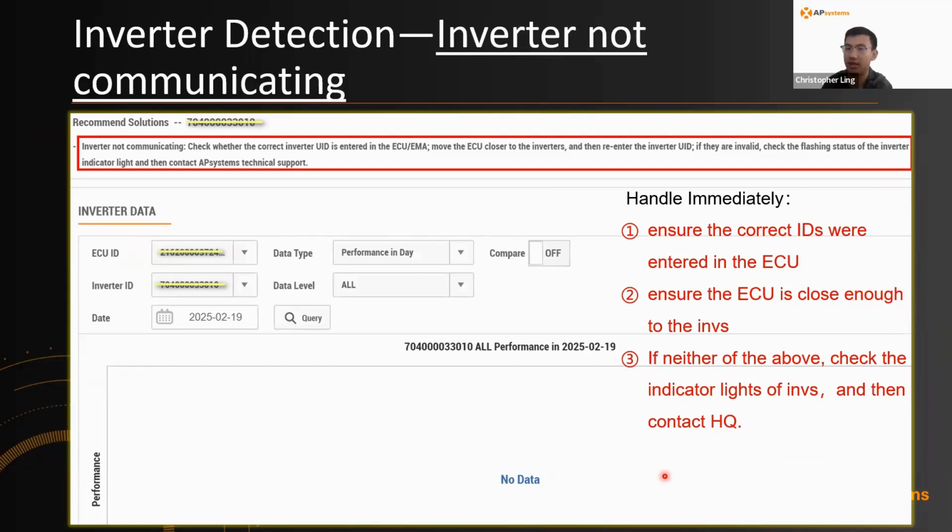So if we run into an inverter not communicating issue, some things to check are: Is the ID entered correctly? Is the ECU close enough to the inverters? It's possible that no panels are connected to the inverter at the moment. It could also be a cloudy day, so there was no sun at all and no communication at this point. But if it's something that is systematically happening, that could be something you want to take a look at to see why the inverter is not communicating.